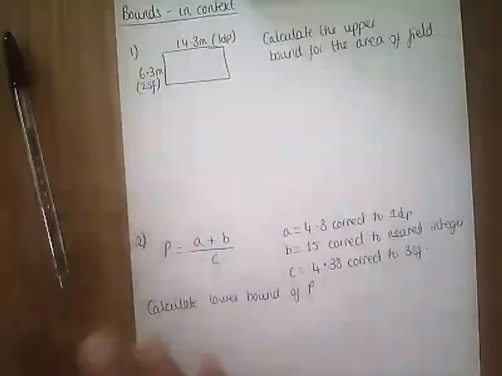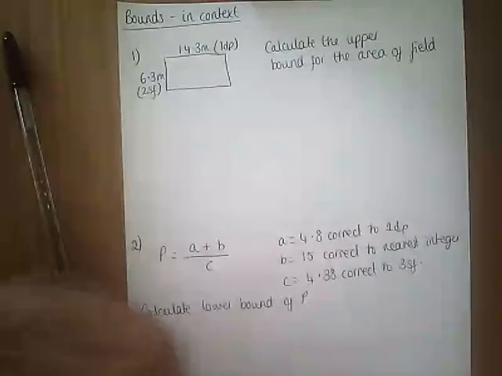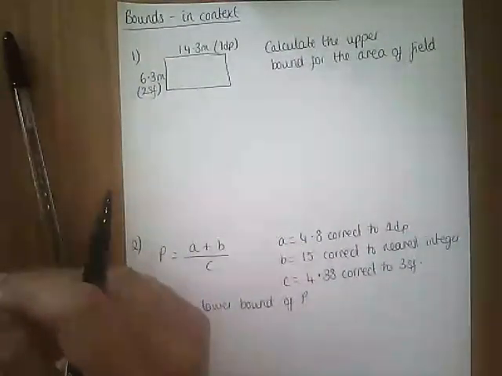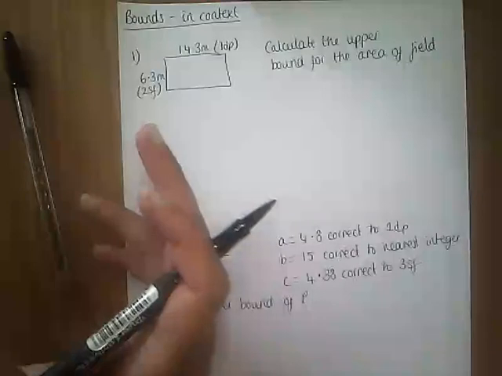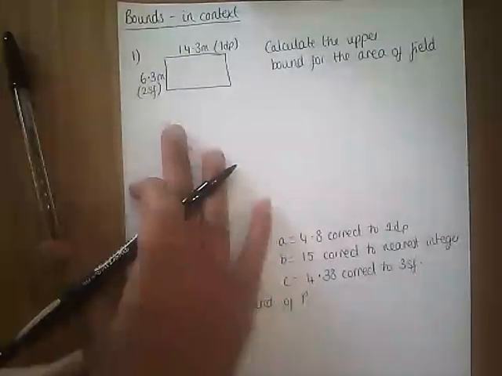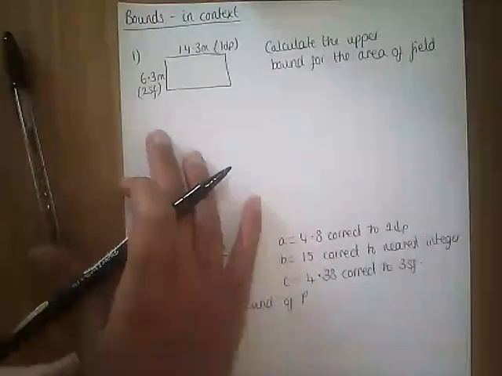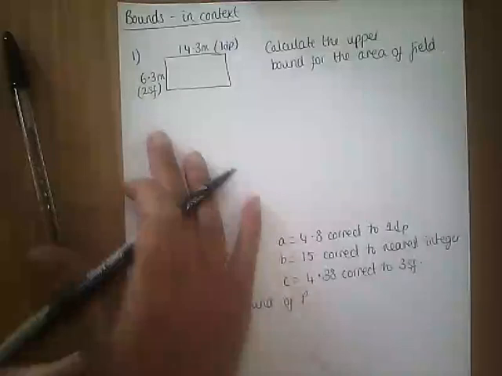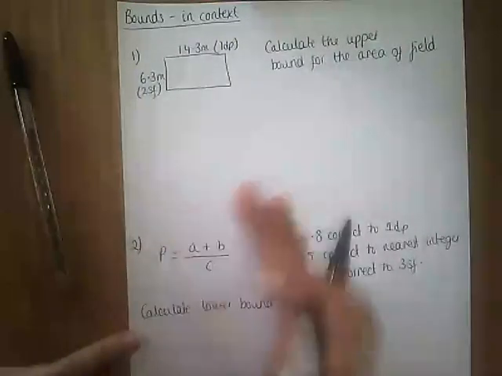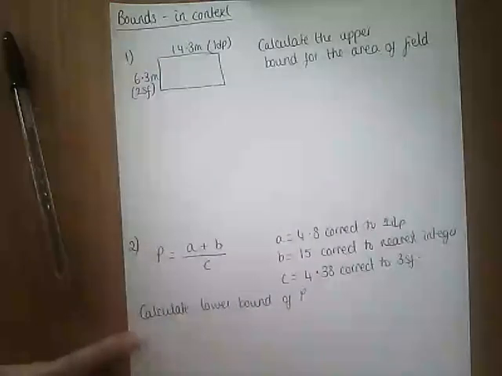Okay, right, we are now going to look at bounds in context. Now these only appear really in the higher tier, and they could be anywhere in your paper. If it's something like question 1, it will be near the beginning. It's probably only a grade 5. If it's a bit trickier, it could be right at the end, at the very last question. There could be a question involving bounds.